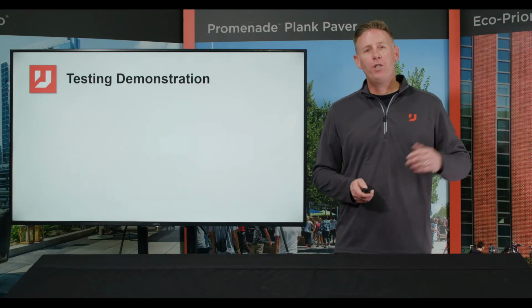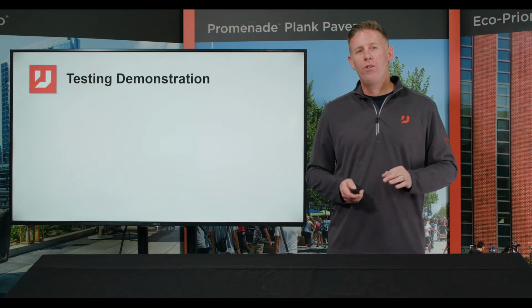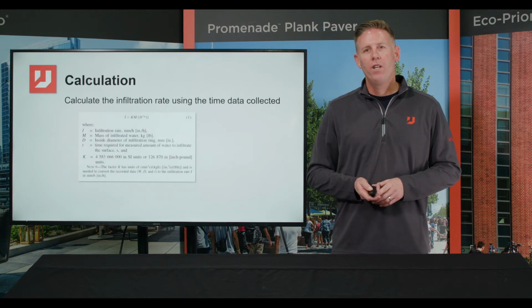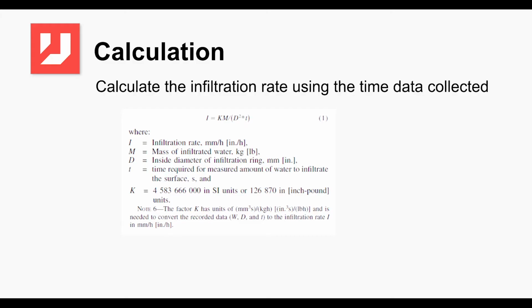All right, we're back from the test plot area. So now we go to the third stage of this test procedure, and that is doing the calculation. When we look at the calculation here, we're trying to figure out what the infiltration rate, I, is, which is this first one here we're going to calculate. We know the mass of the water. We used both 8 pounds for the pre-wetting and 40 pounds for the test.